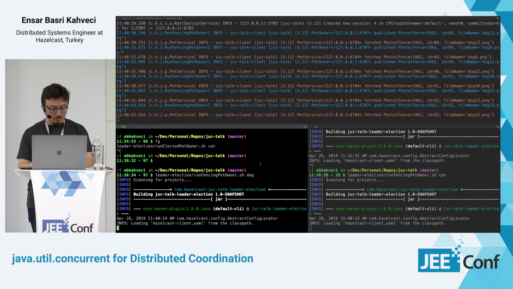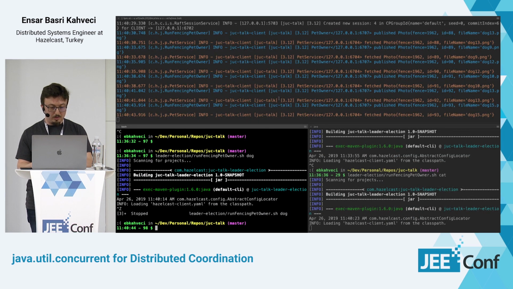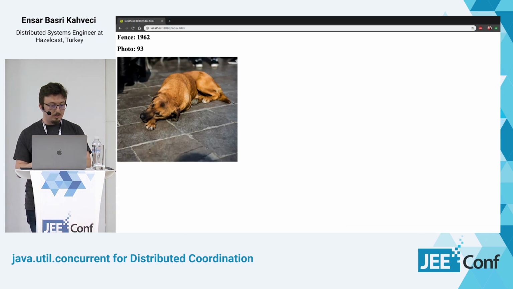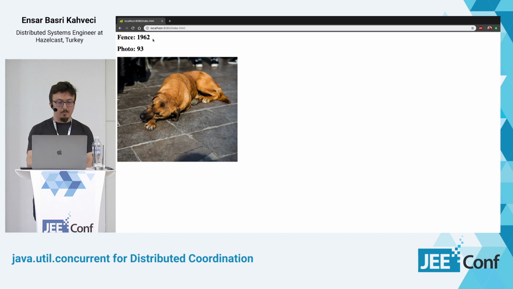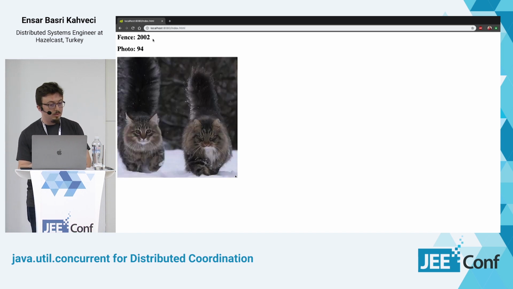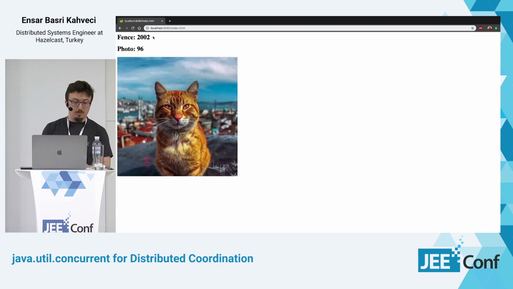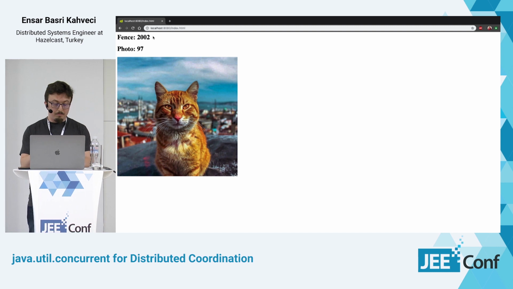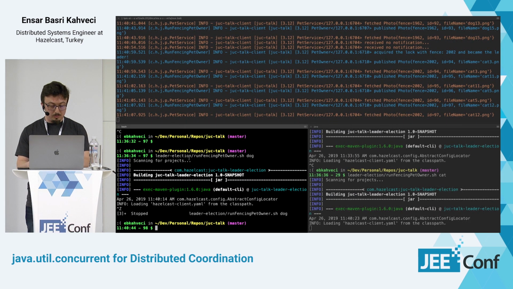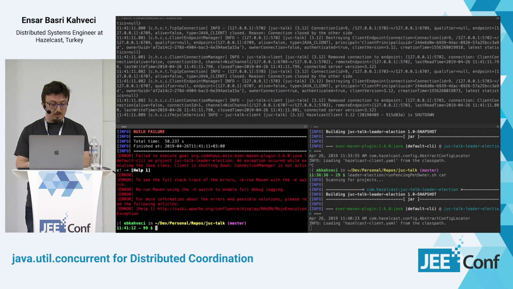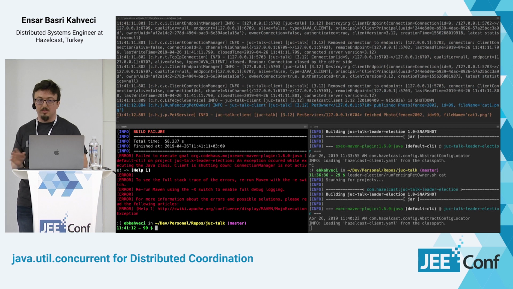So I will just freeze its process and wait until the log is given to the other guy. So we will see in a second that we will have a new leader publishing cat photos, and we will also see a larger fencing token. Yeah, here it is. So now we have a new leader, and it received a larger fencing token bigger than the previous one, and I will just resume the process I froze, and as you see, it just terminated itself.